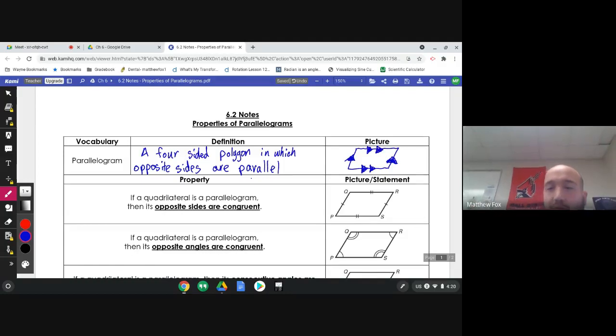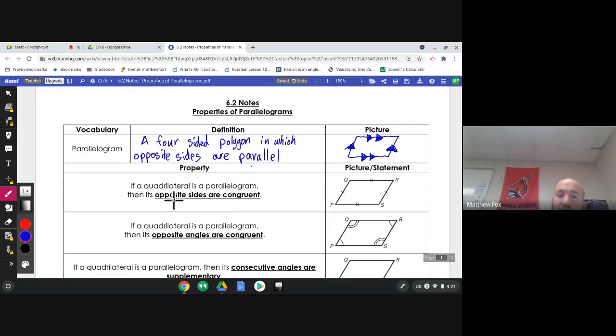Sometimes it might not tell us, but we'll see this. If both sets are parallel, then it's a parallelogram. If you only have one set that's parallel, it'd probably be something like a trapezoid. But if both sets are parallel, it will look like this. So if the quadrilateral is a parallelogram, then we know a few properties. There's four things we know.